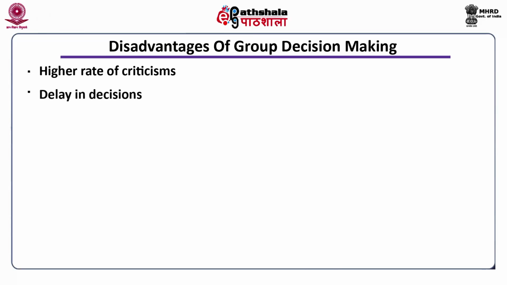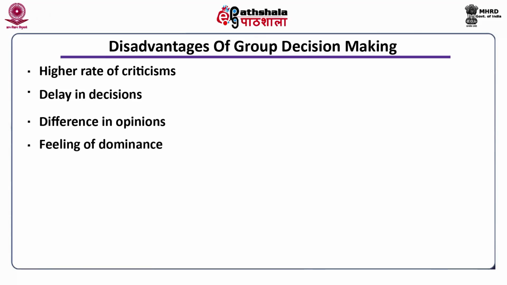Then we have delay in decisions. Members may take time individually in suggesting their opinions. Group members may take time in discussing, criticizing, analyzing and evaluating the ideas, which may definitely take time. Groups are generally slower to arrive at decisions as compared to individual decision making. Then we have difference of opinions. Every person is different and may have a different opinion and point of view, which makes it difficult for the group to arrive at a final decision or solution.